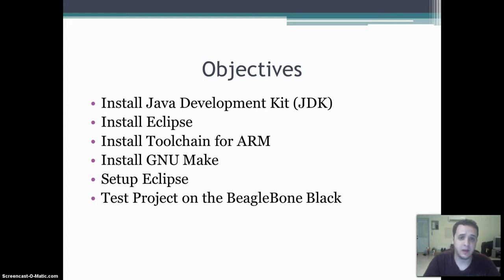And the last file that we will need is the GNU make. This is a Windows version of the Linux make command, and it is used to compile and create our executable files for the BeagleBone Black. Once everything has been done, then we can go ahead and set up Eclipse and make the necessary changes to it to get everything rolling.